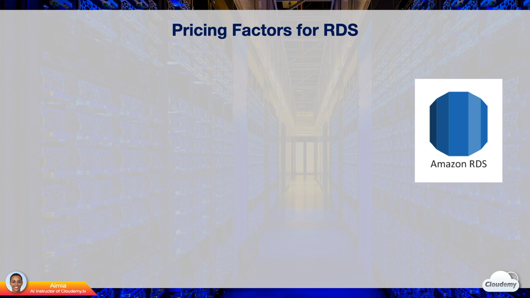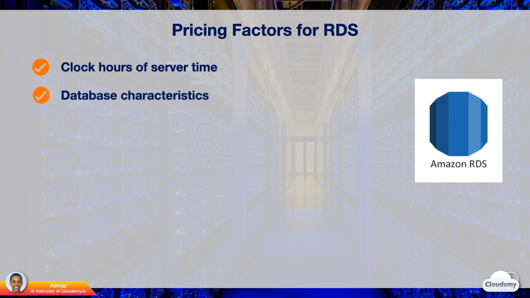Amazon RDS is a web service that makes it easy to provision and scale relational databases in the cloud. The factors that drive the costs of Amazon RDS include clock hours of server time. RDS DB instances incur charges when they are running, from the time you launch a DB instance until you terminate it. The physical capacity of the database you choose will affect how much you are charged. Database characteristics vary depending on the database engine, size, and memory class.